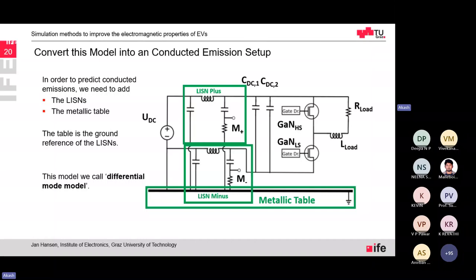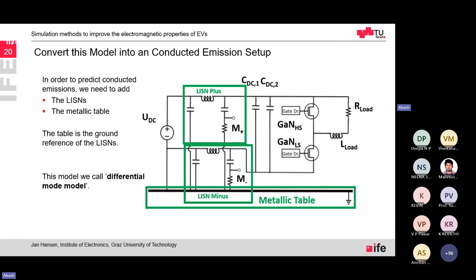Now we could say, okay, this is nice. This is a good representation of our reality. We have the two measurement points here. We can run the simulation, look at the spectrum of the simulation at these two measurement points, and we are happy. We know what the EMC of this device does.